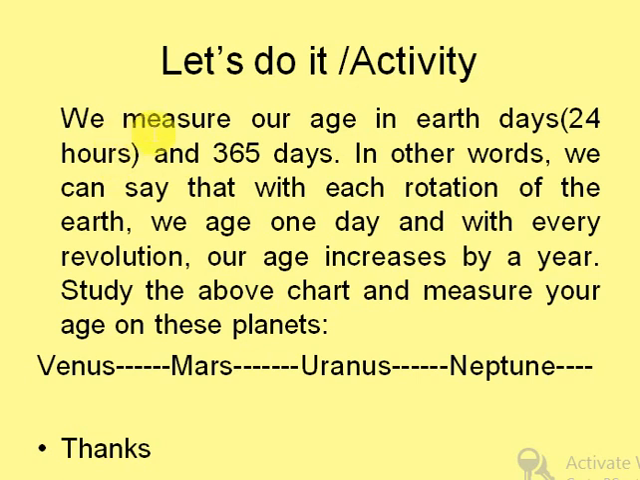Now understand this question first. We measure our age in Earth days, 24 hours and 365 days. In other words, we can say that with each rotation of the Earth, we age one day, and with every revolution, our age increases by a year. Study the above chart and measure your age on these planets. So these 4 planets you have to measure your age. What will be your age on Venus, Mars, Uranus and Neptune?